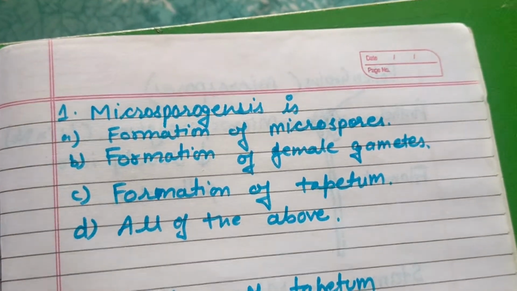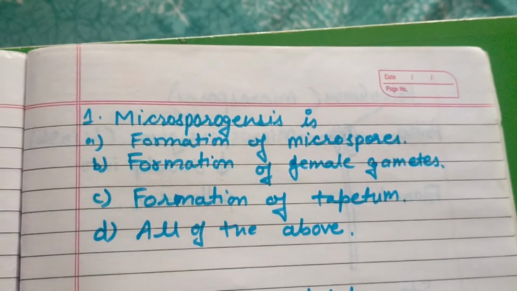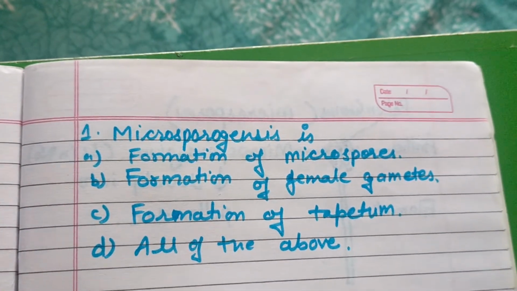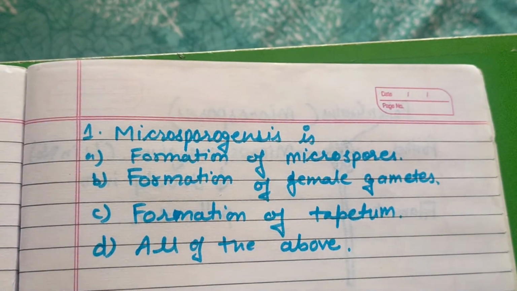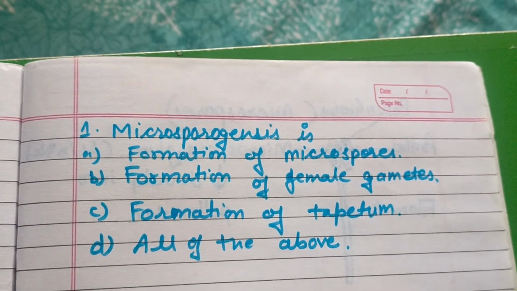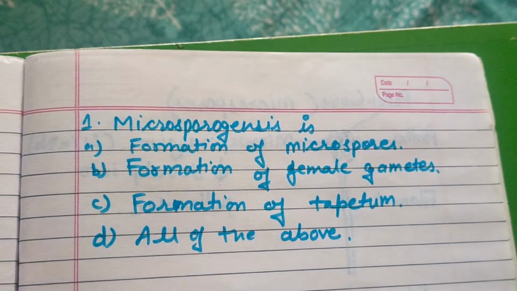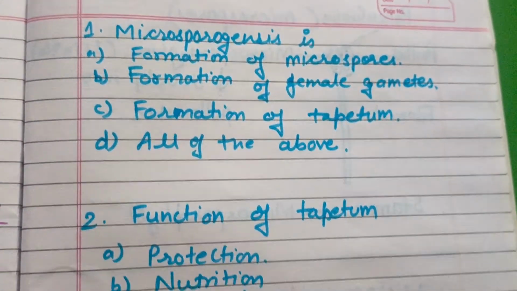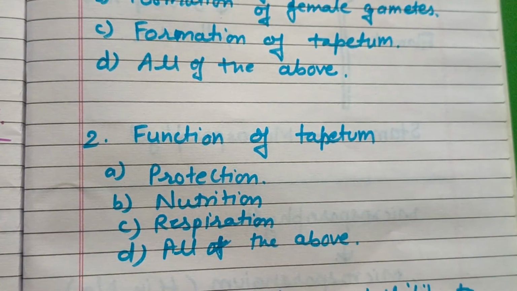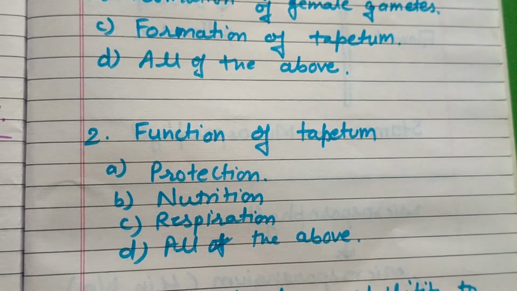Okay, let us do some questions now on the topic we studied. Microsporogenesis is: A, formation of microspores, B, formation of female gametes, C, formation of tapetum, D, all of the above. So what is the answer? Formation of microspores is the correct answer. Now the next one: the function of tapetum. Protection, nutrition, respiration, or all of these? The answer is protection.